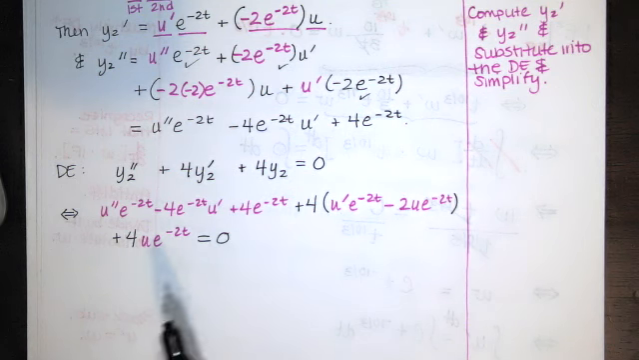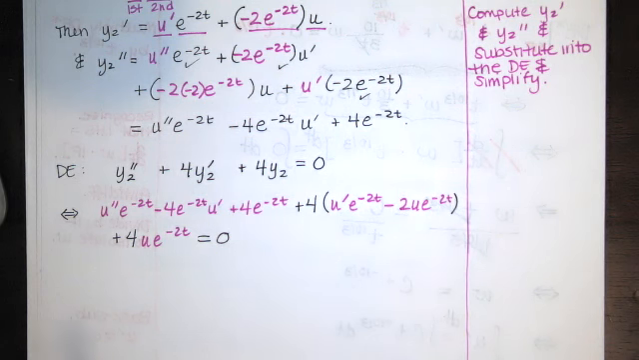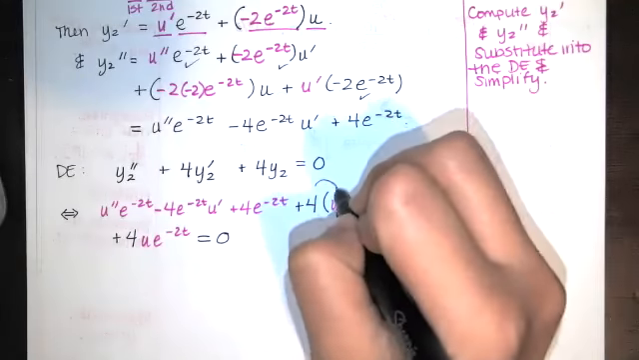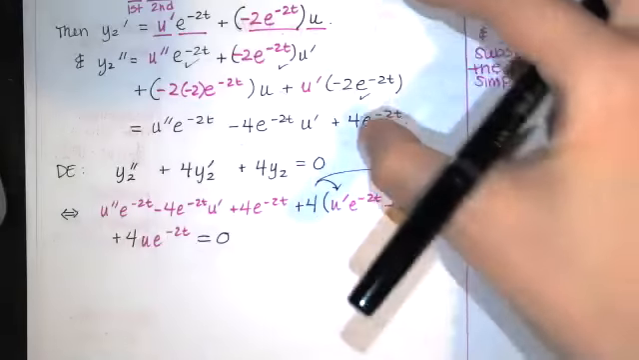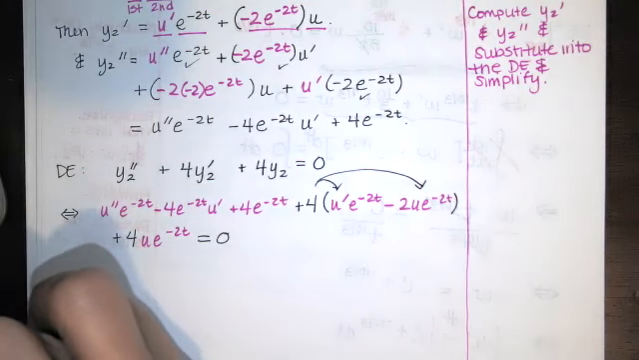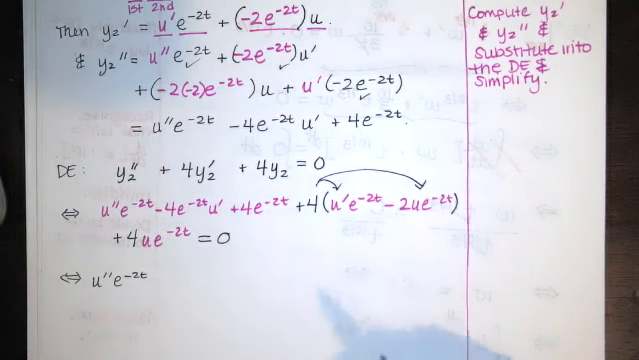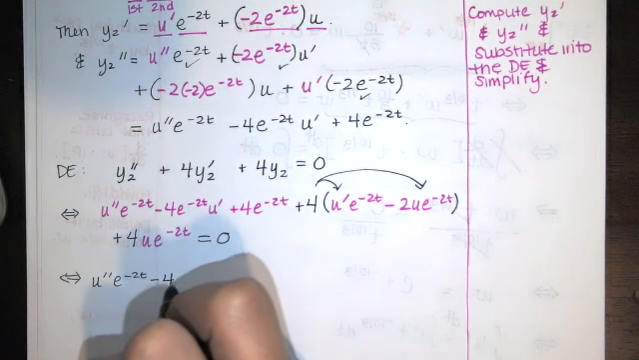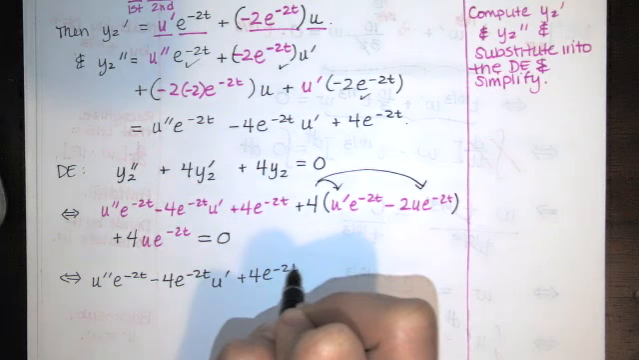Because y1 was a solution, when we simplify this, all the u's should be gone, they should all cancel, and then we should be left with a first order linear differential equation in u prime. If you don't get a first order linear differential equation in u prime, chances are you made a mistake when you took one of those derivatives up there. So we're still simplifying. I've got u double prime times that exponential. Then I've got minus 4 times the exponential times u prime, plus 4 times the exponential.